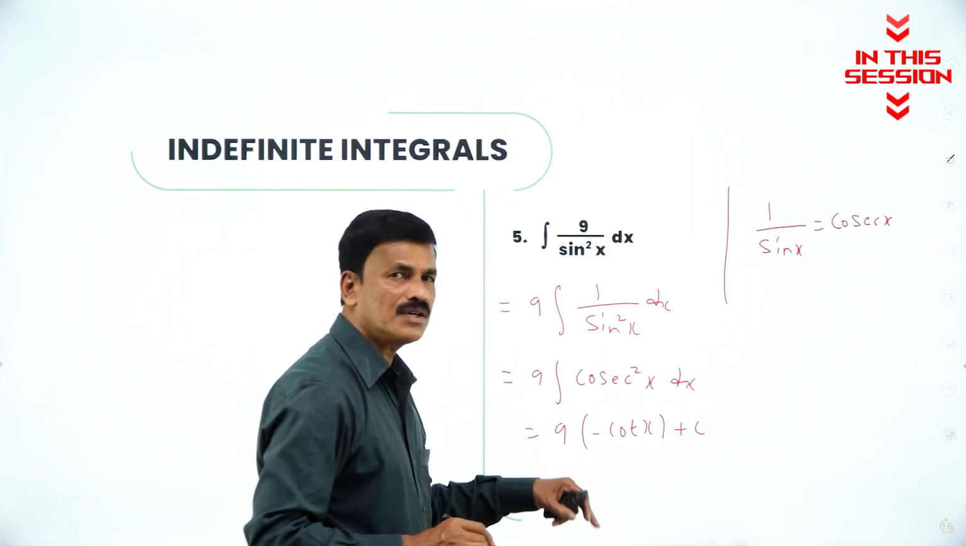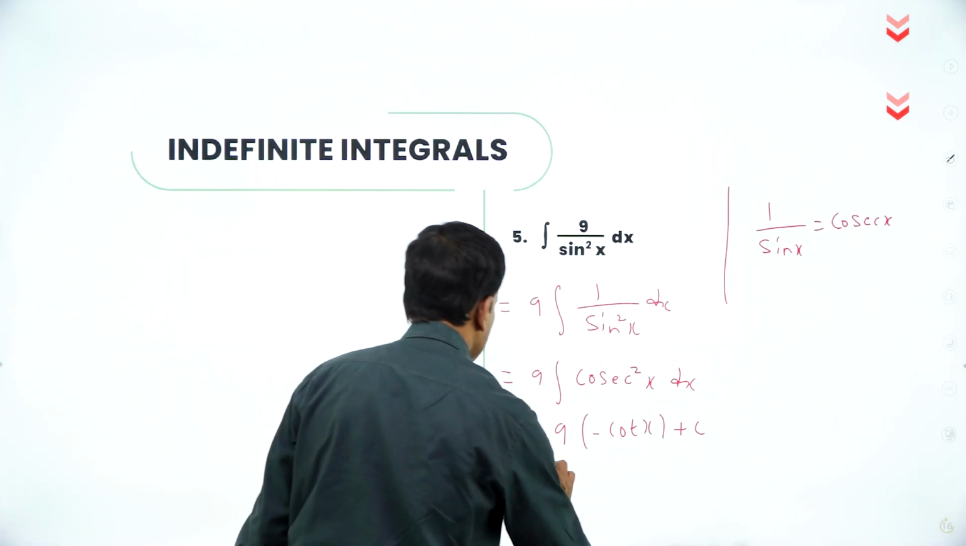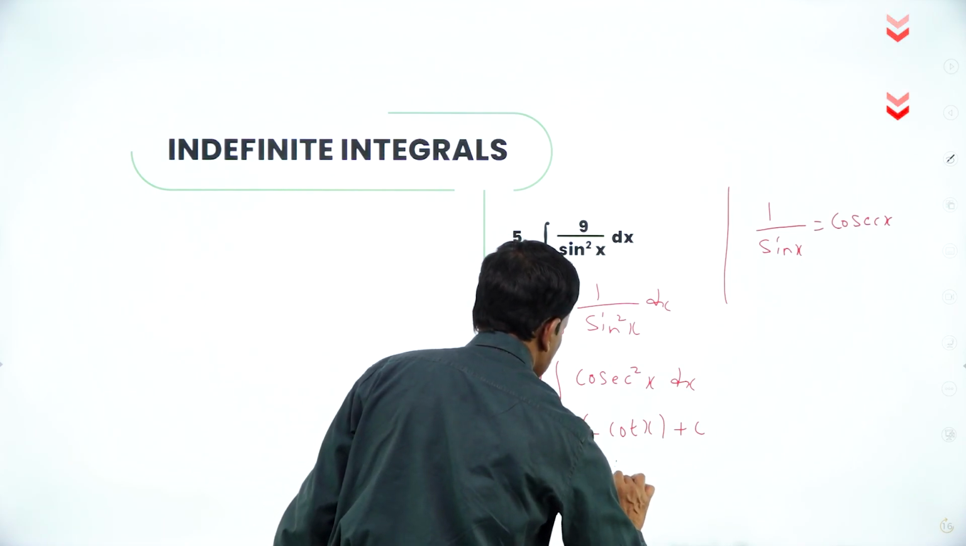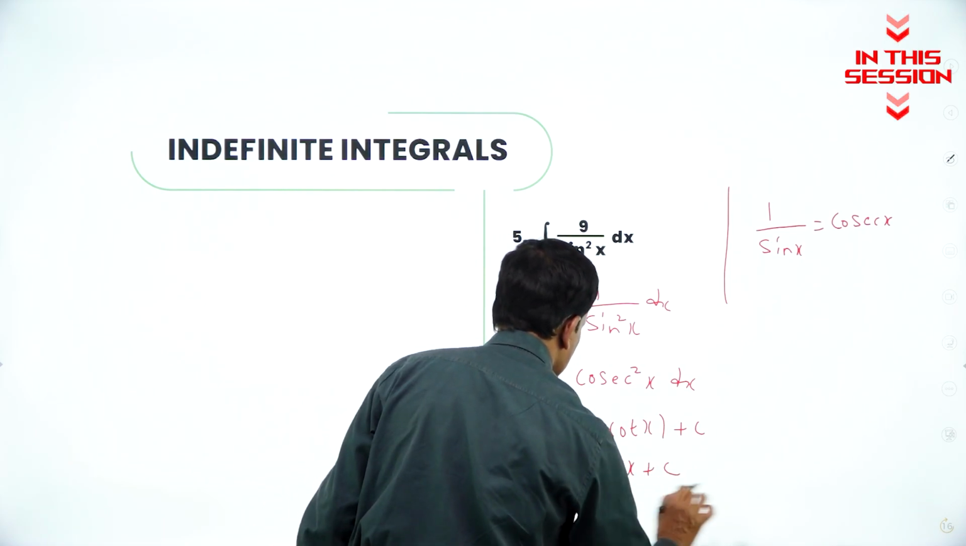Now, differentiation of cot x is minus cosecant square x. So, this can be written as minus 9 cot x plus c is the integrated answer.